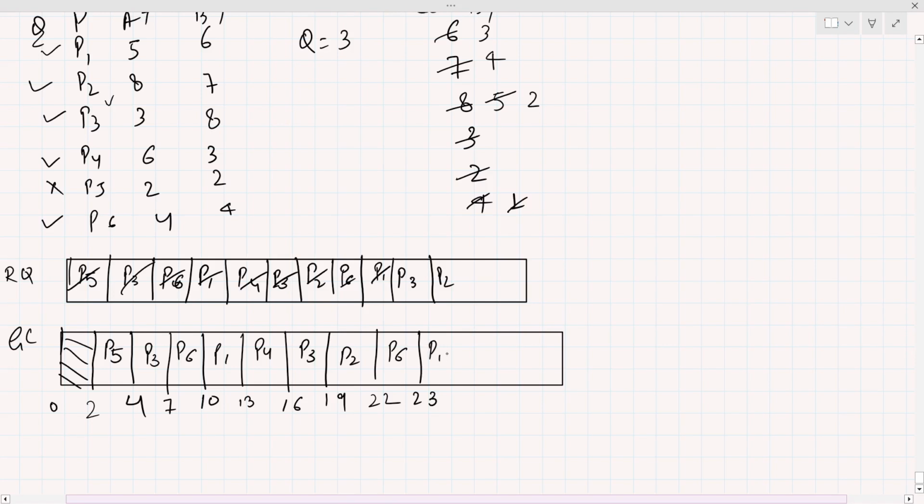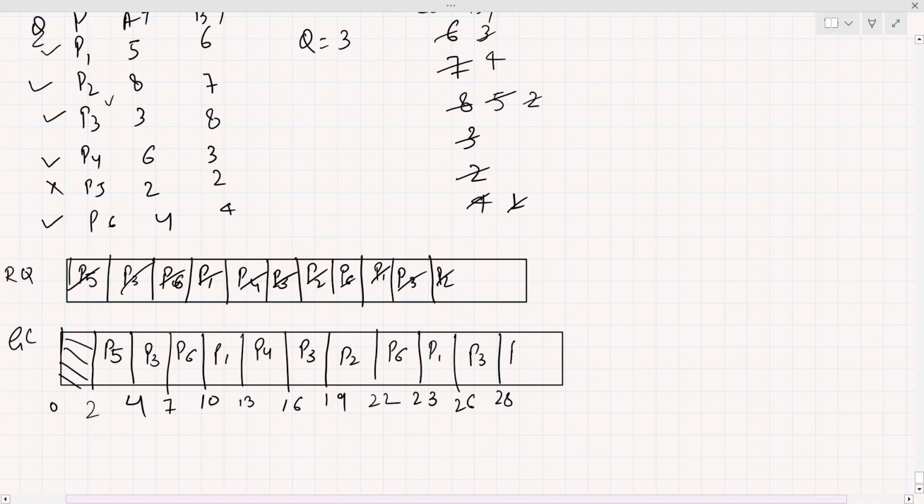After that, P1. What's the burst time? 3. So it can spend the maximum time and it is successfully completed. So 23 to 26, P1 is completed. No need to add it to the ready queue. After that, P3. The burst time left for P3 is 2. So it can spend only 2, from 26 to 28. Only 2 units of time. And now P3 is also completed, so no need to add P3 to the ready queue.